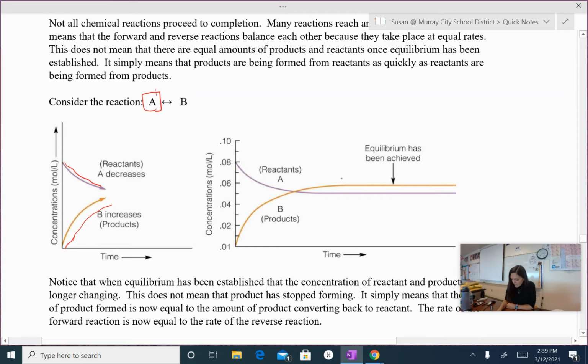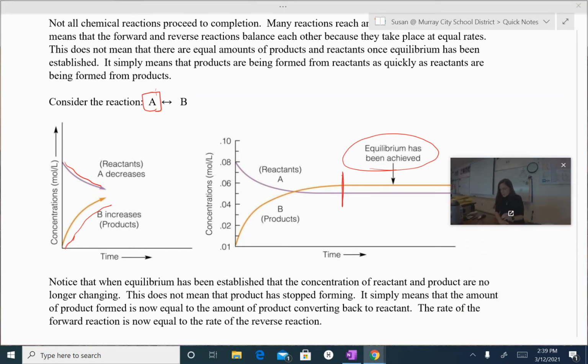Eventually, we will get to a spot in that reaction where the concentrations of A and B no longer change. So when we get to that, which is about here, where the concentration of A and B no longer change, it means that we have equilibrium. That's what's going on, okay? So notice that when equilibrium has been established, the concentration of the reactant and the product are no longer changing. This does not mean that the product has stopped forming. It simply means that the amount of the product that is being formed is now equal to the amount of product that is being converted back to the reactants. Okay? The rate of the forward reaction is equal to the rate of the reverse reaction.